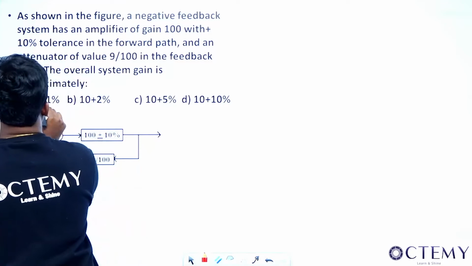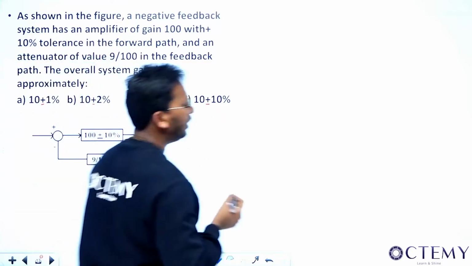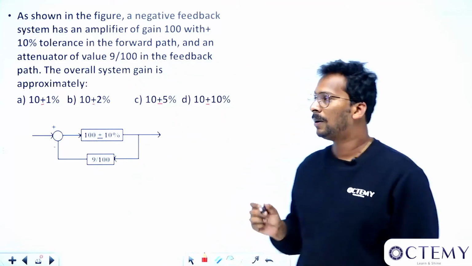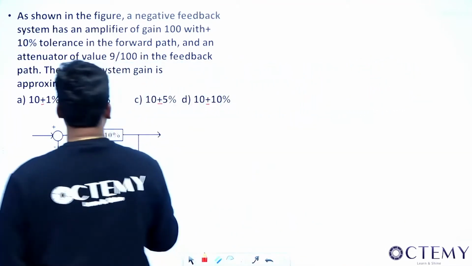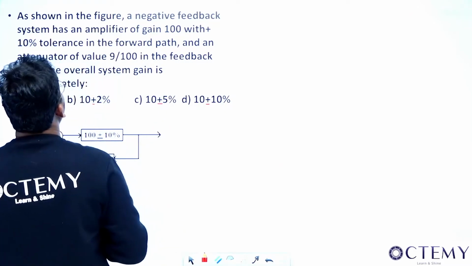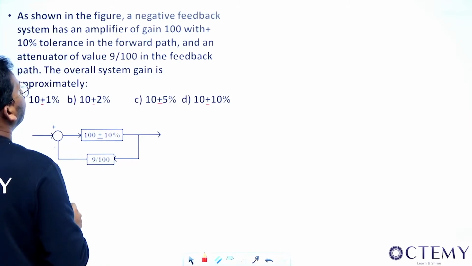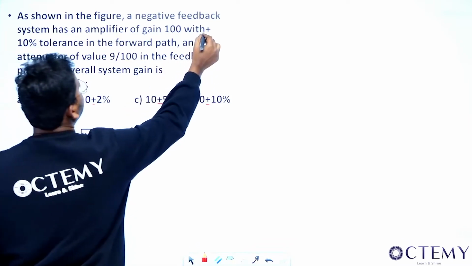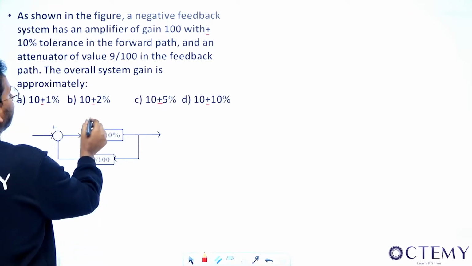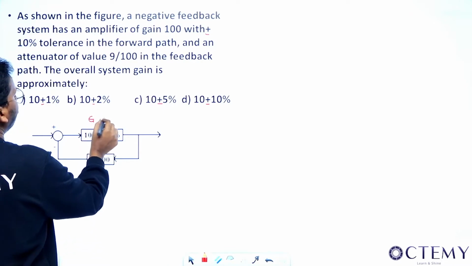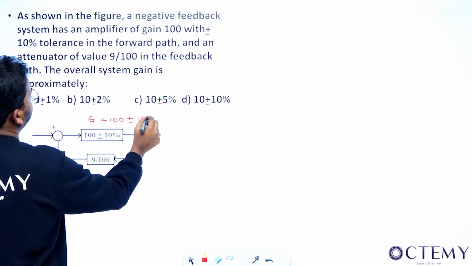Now, when you read this, you will not understand that this is a sensitivity problem. That's why I gave this problem first. He's telling that as shown in the figure, this is negative feedback. As shown in the figure, a negative feedback system has an amplifier gain of 100 with plus or minus 10% variation. This is plus or minus 10% variation tolerance in the forward path gain, that is G. G is equal to 100 plus or minus 10% variation.